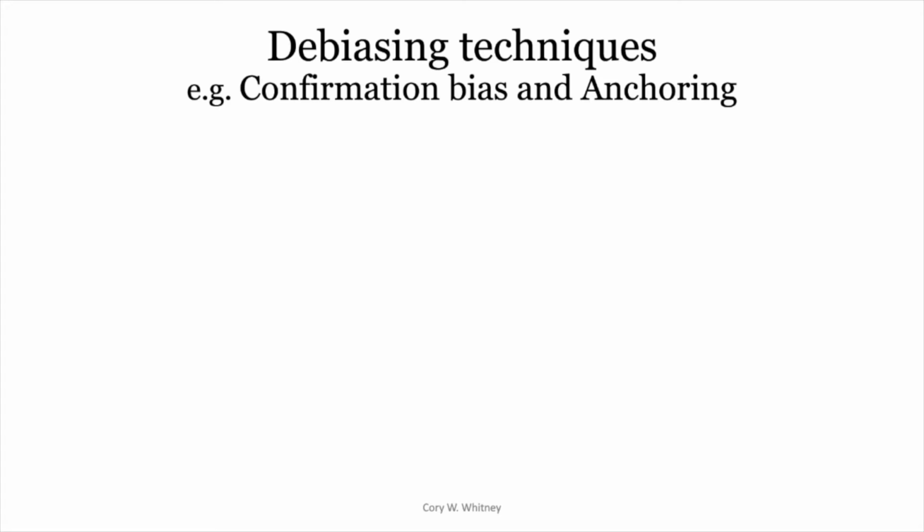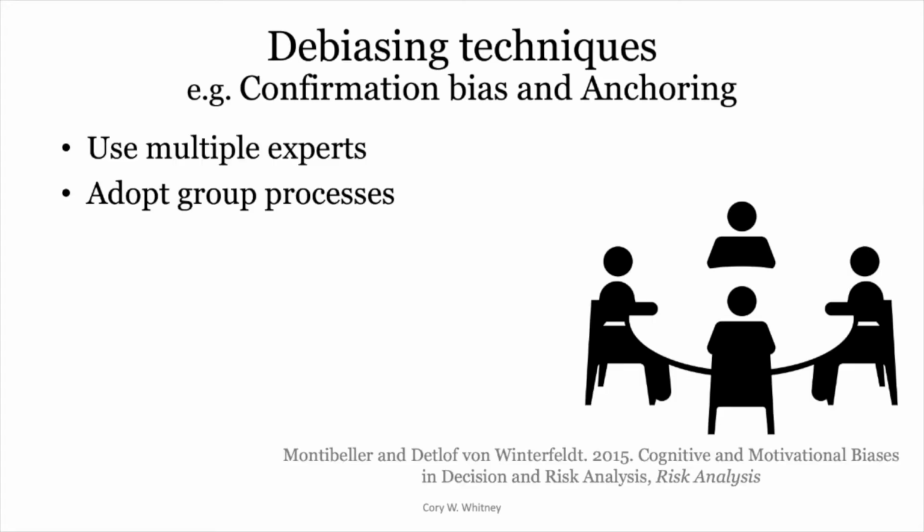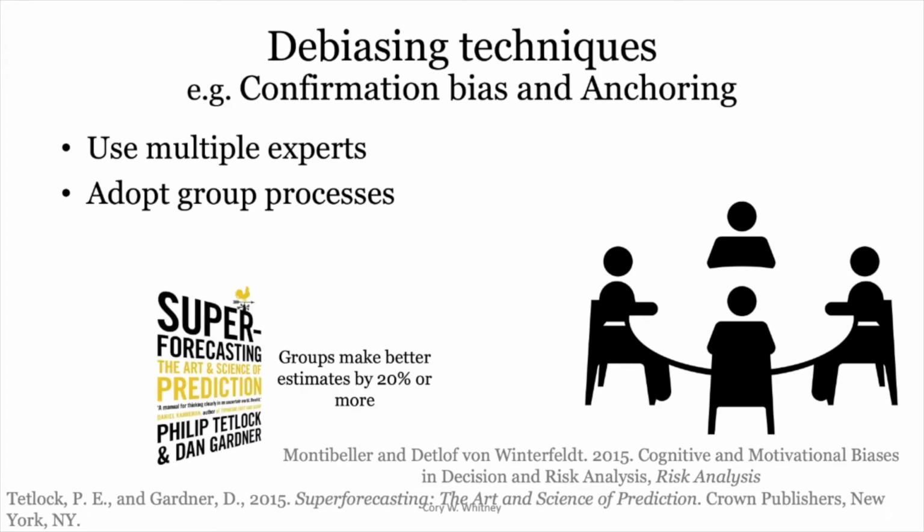And to overcome confirmation bias and anchoring, I like to use group techniques. So I get multiple experts together. We adopt group processes, that is, bounce ideas off of each other, have a discussion. And actually groups, when we're talking about generating estimates, which we have to do for that Monte Carlo approach we talked about earlier, but also for Bayesian networks, groups can make better estimates by 20% or more. That's another fantastic book, Super Forecasting, by Philip Tetlock and Dan Gardner.